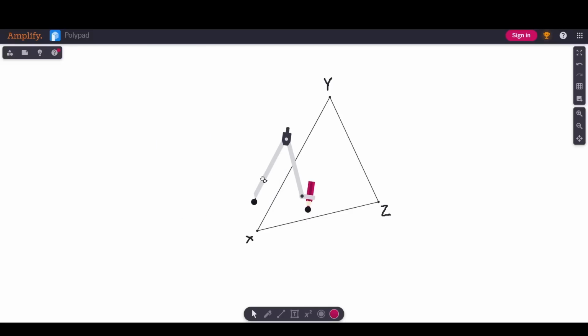Now, I'm going to place my compass, right? You have 2 ends, the metal end and the pencil end. I'm going to place the metal end of my compass down on the point, or the vertex X, making sure that my pencil end faces towards Z. And I'm going to extend my compass so that my pencil lies more than halfway across XZ. So here we can just eyeball it. The midpoint of XZ is somewhere over here. And now my compass is definitely more than halfway across.